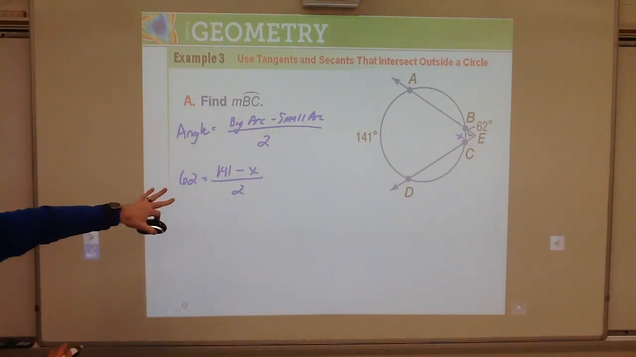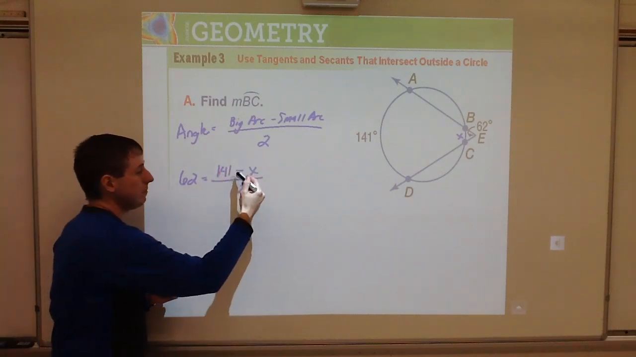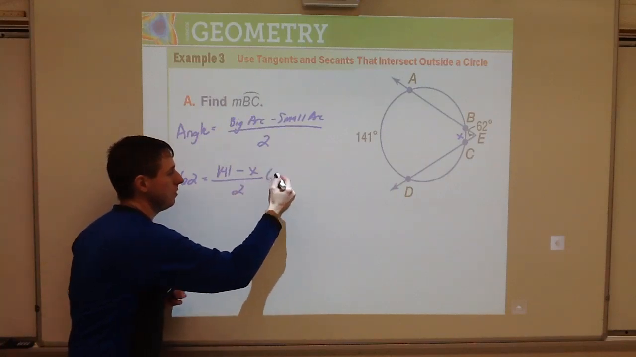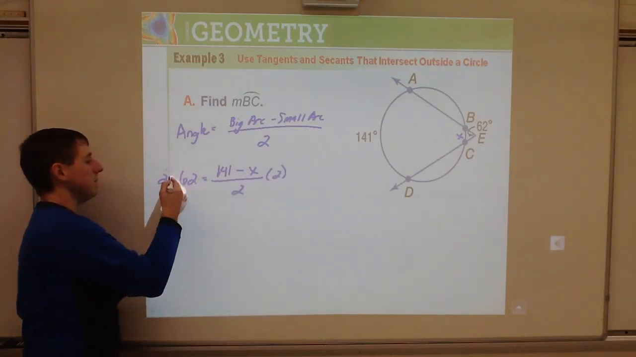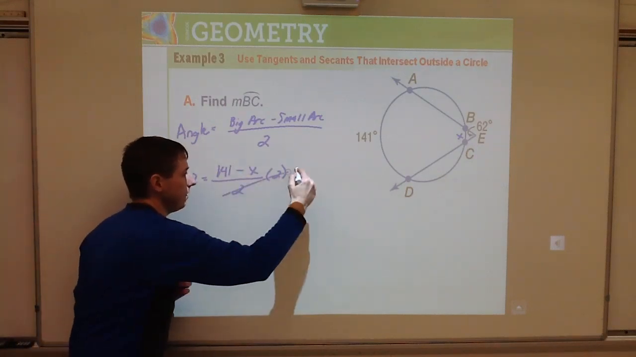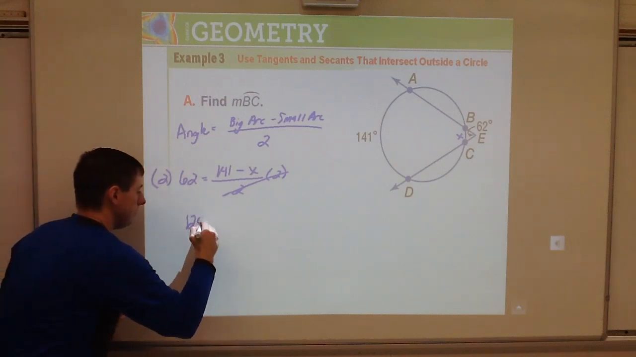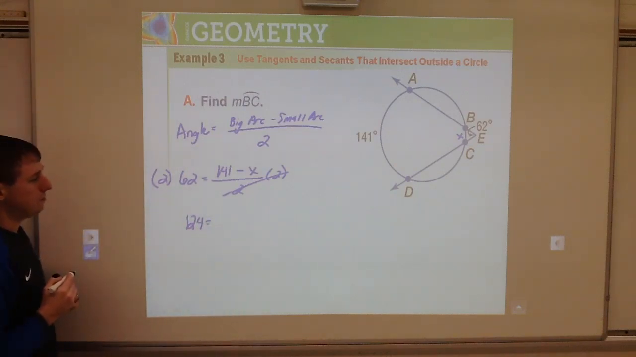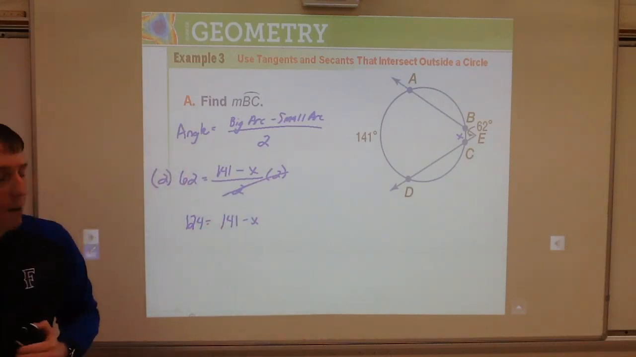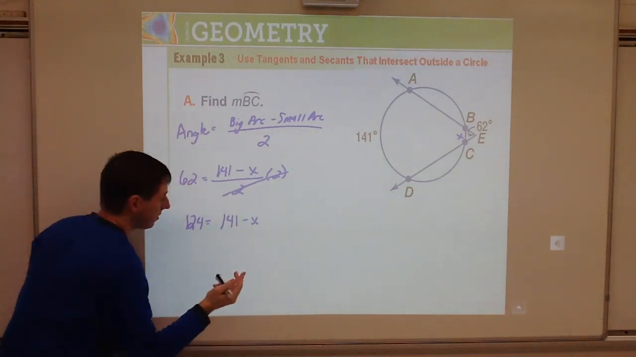We kind of did this earlier when they crossed inside the circle. To make this a little bit easier, the first step is, if it's dividing by 2 right now, if my denominator is 2, I'm going to multiply both sides by 2 to get it out of the denominator. So if you remember, over here on the right, the 2s are going to cancel each other out. 2 times 62 is 124 equals, over here I got 141 minus x because the 2s canceled out.